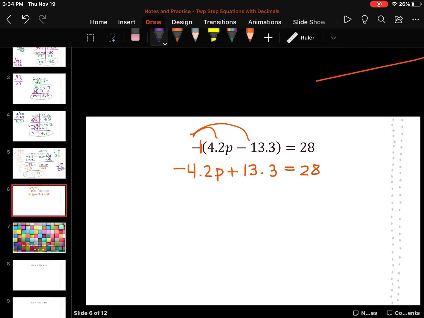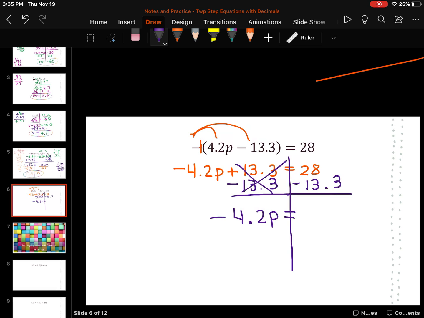From here, now I'm ready to draw my line down my equal sign and solve this. Look for any addition or subtraction first. I have 13.3 being added, so to get rid of it, I'm going to subtract 13.3. That will leave me with 0. Bring down my negative 4.2p. Bring down my equal sign. What I do to one side, I have to do to the other. So we're subtracting 13.3 from the other side as well.